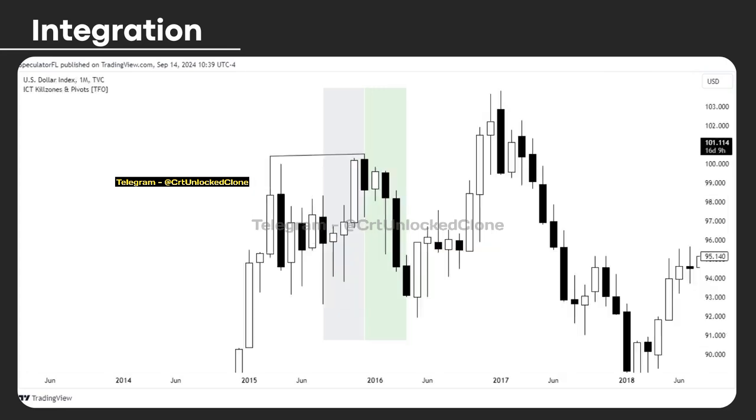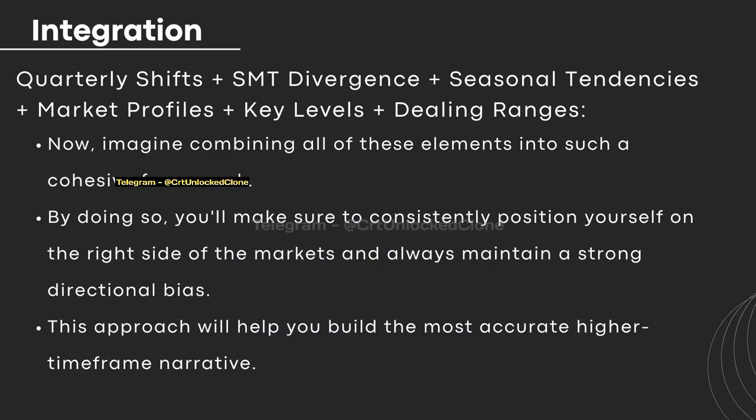Right here you can see the DXY chart, it took out the high and had a turtle soup, whereas EU didn't, so that means we had an SMT divergence and it supported the quarterly shift. As I said before, all of these are different steps of the same process that you would be using, and this is exactly how you would use all of this price action in a logical fashion to expect and anticipate quarterly shifts, and use time concepts like quarterly shifts and seasonal tendencies to time the markets in terms of structural order flow and market profiles.